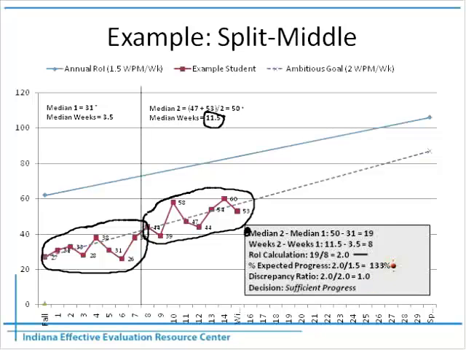And in percent of expected progress, they're at 133% of what we expect the normative average benchmark student to be making. So they're exceeding our expectations in that regard and closing the gap between themselves and the benchmark. So in any case, in this model, we see that the student is making sufficient progress.